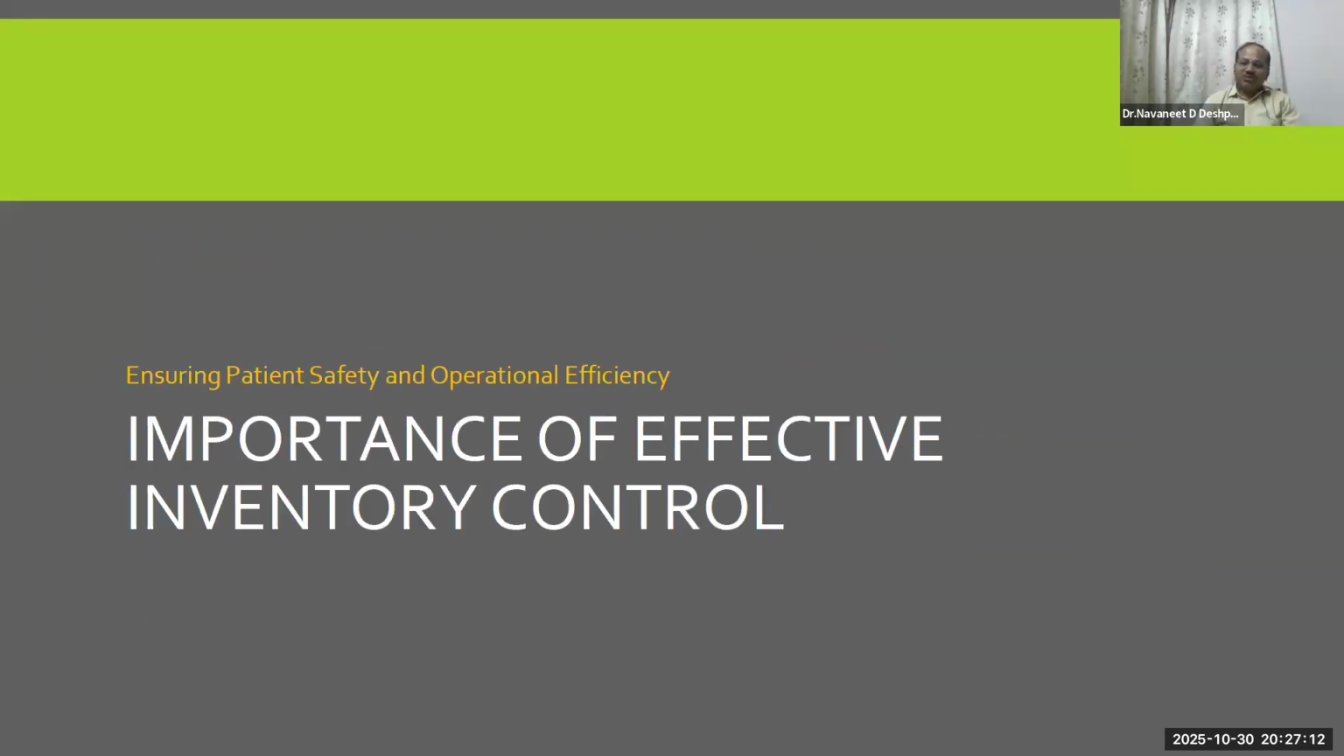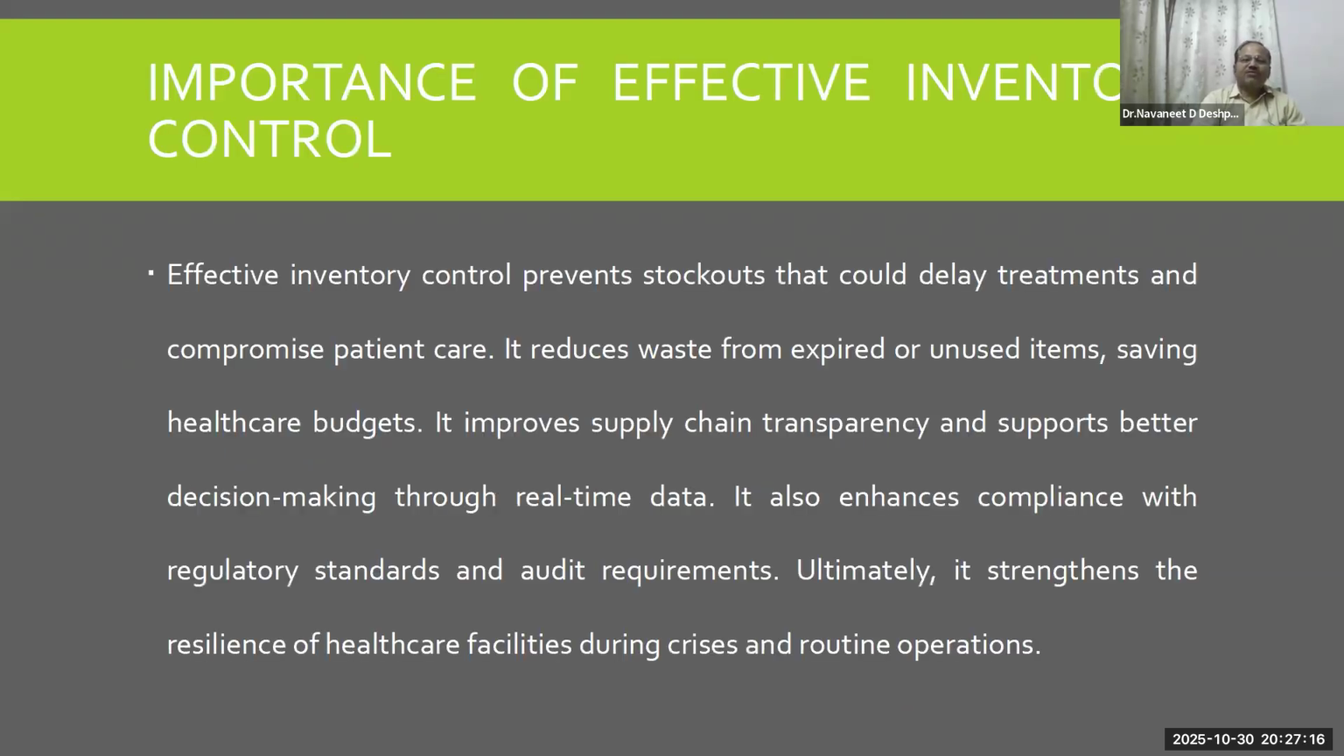So, the importance of effective control. What does all this mean? Of course, effective inventory control prevents stock-outs. First of all, sudden stock-outs, just like how electricity goes off in certain places. If inventory is also running out, it should not happen often because people will face difficulties. That's why we keep listening to news that in certain hospitals, certain things led to deaths or casualties. It should not happen. Stock-outs should never happen, because that could delay the treatment and compromise patient care.